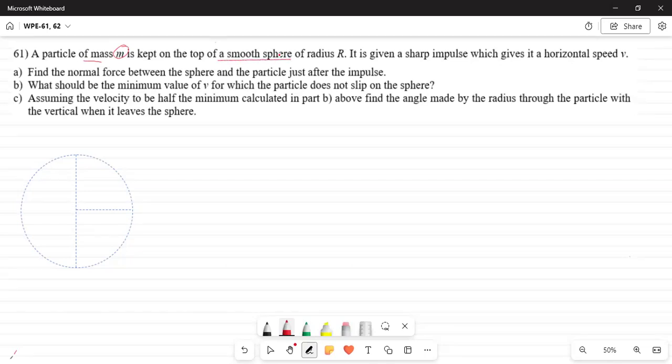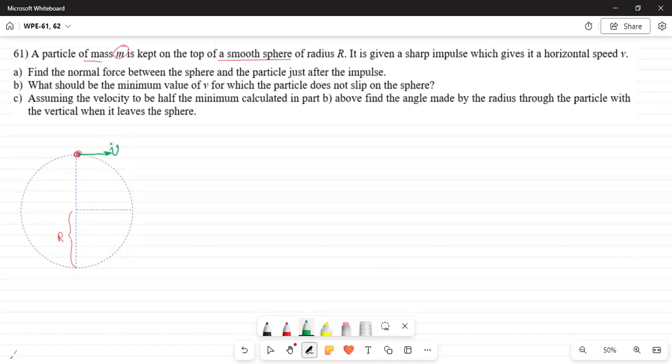So we know where the mass is. Mass is here. A particle of mass m. And the sphere is of radius r. So this radius is fine. Now here it is given a sharp impulse which gives it a horizontal speed v. That means this is given a speed v.